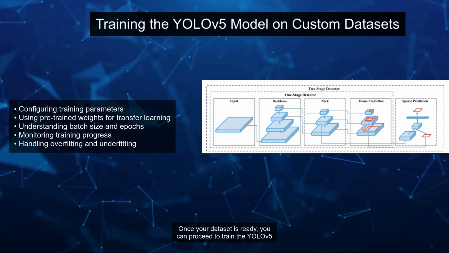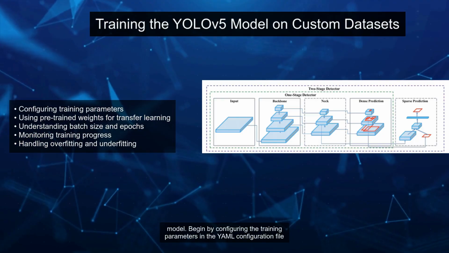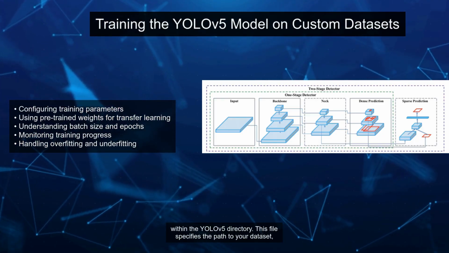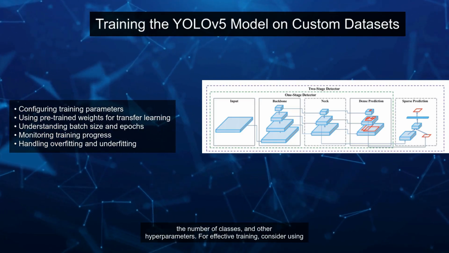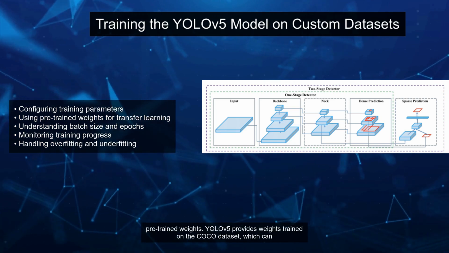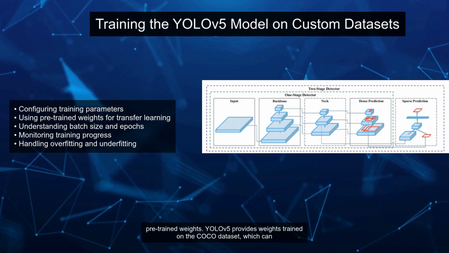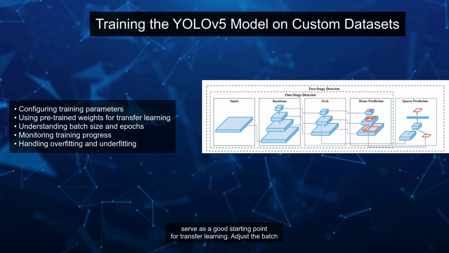Once your dataset is ready, you can proceed to train the YOLOv5 model. Begin by configuring the training parameters in the YAML configuration file within the YOLOv5 directory. This file specifies the path to your dataset, the number of classes, and other hyperparameters. For effective training, consider using pre-trained weights. YOLOv5 provides weights trained on the COCO dataset, which can serve as a good starting point for transfer learning.